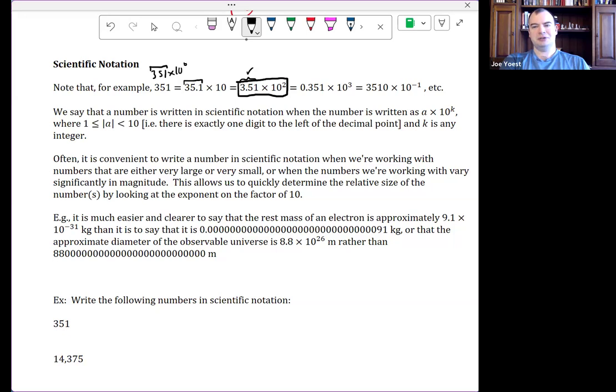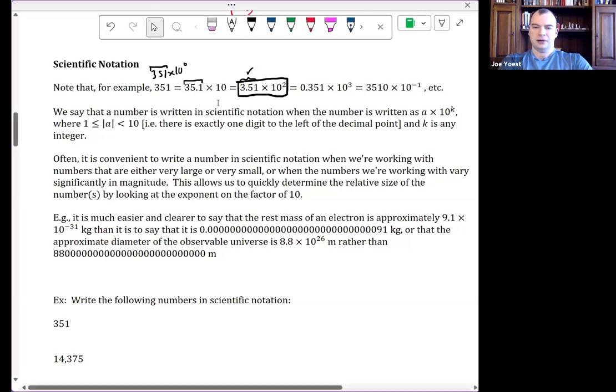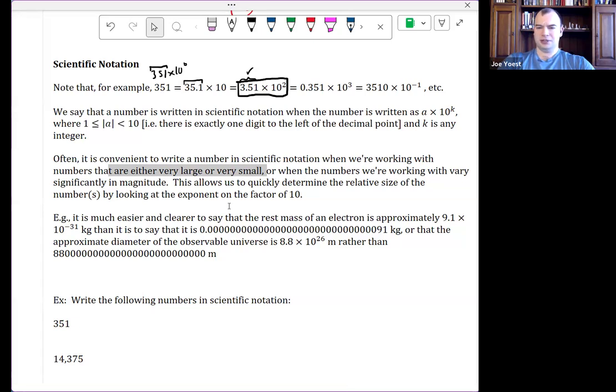Now, why do we do this? This seems like kind of a silly thing to do, right? Why not just write it as 351? Well, when we're working with numbers that are either very large or very small, which often happens in the sciences, you think of chemistry, like, what's Avogadro's constant, something times 10 to the 23 or something like that. That's a huge number of individual atoms or particles in 1 mole of some substance. Some small amount of some substance has a ton of individual atoms or molecules in it.